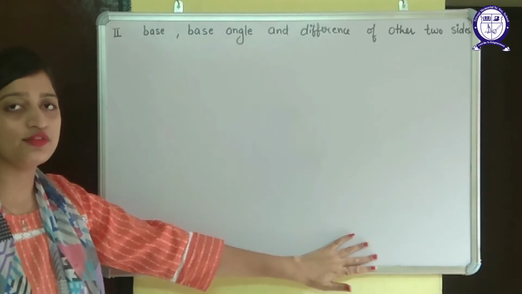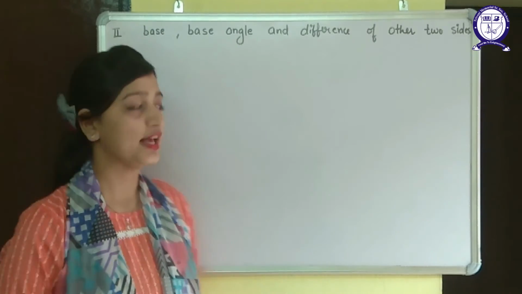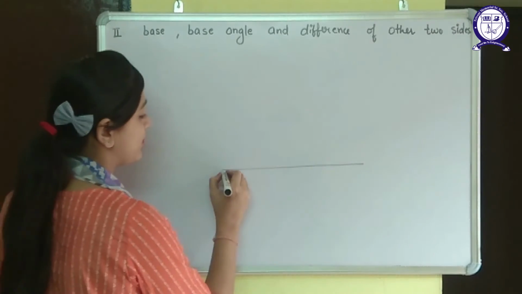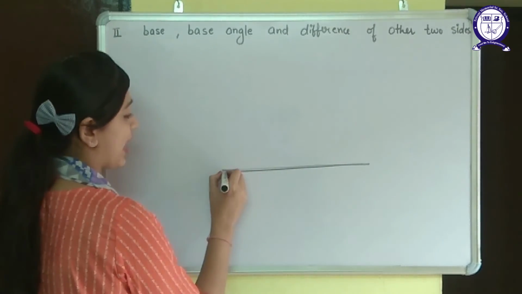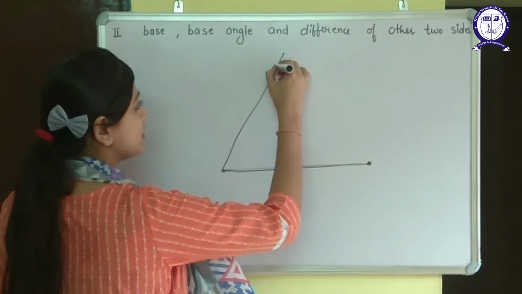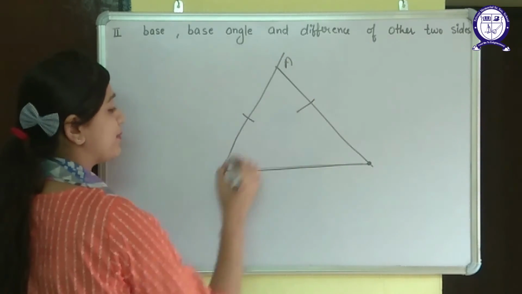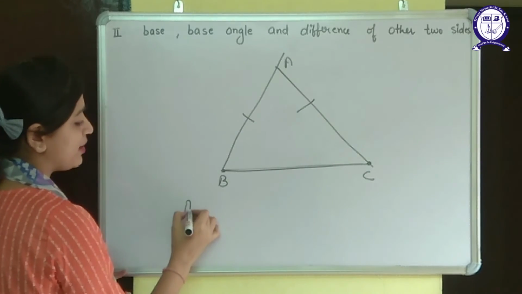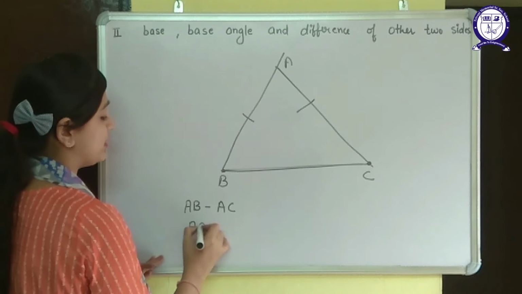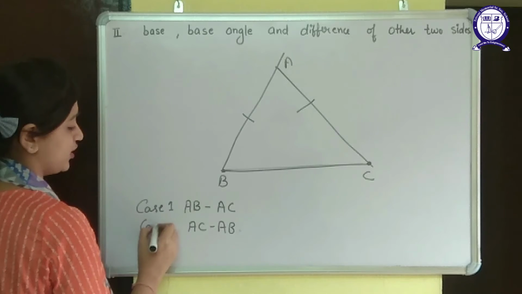In the previous one we were given the sum of the other two sides. Now we are given the difference of the other two sides. That is, suppose I have the base of the triangle, any one of these two angles will be given. Suppose this angle is given, and then the difference of these two sides will be given. Suppose this is A, B and C, then AB minus AC will be given, or AC minus AB will be given. There are two cases of this construction.